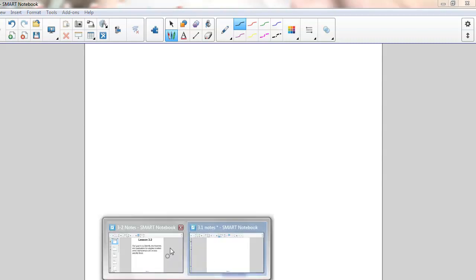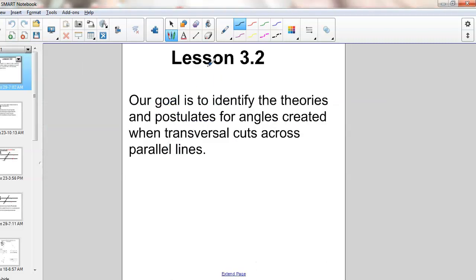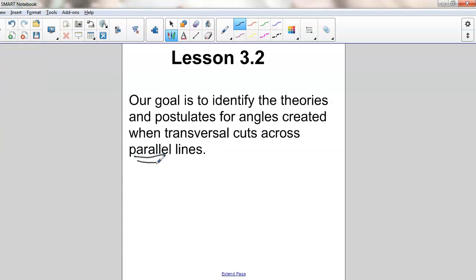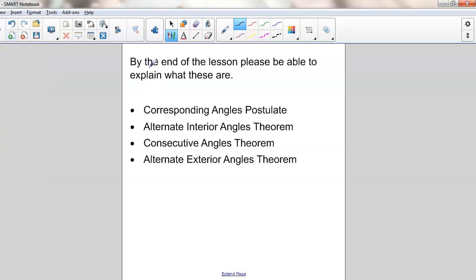Now I'd like to talk to you about new stuff. Today we're going to talk about lesson 3.2. The goal is to identify the theorems and postulates for each of the angles created when transversals are cut across parallel lines. The key is that today we're talking about what happens when they're parallel lines. By the end of the lesson, I would like you to be able to explain what these are.